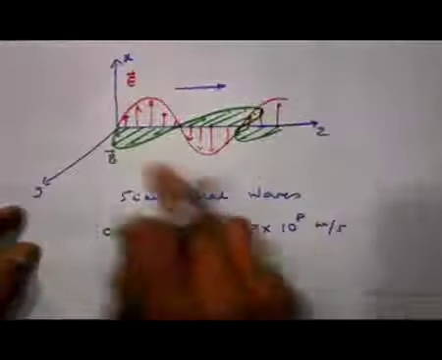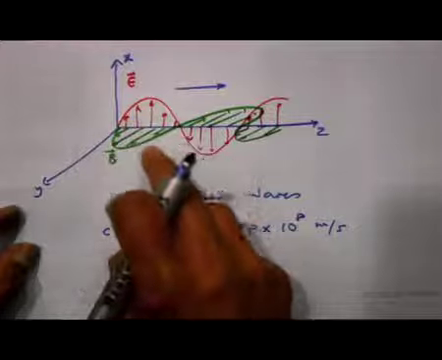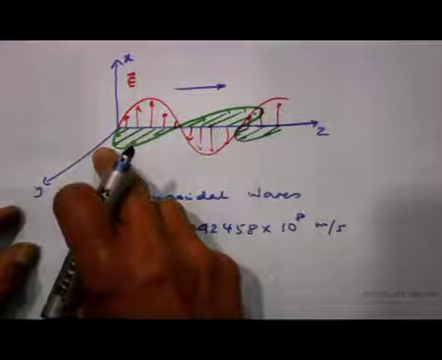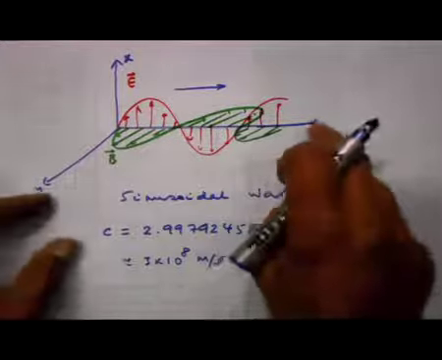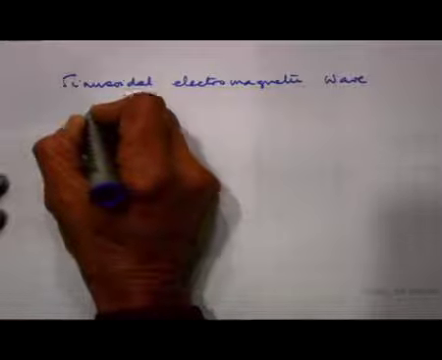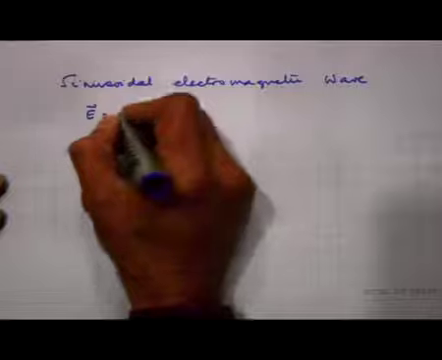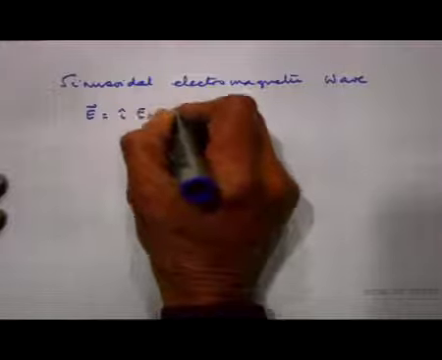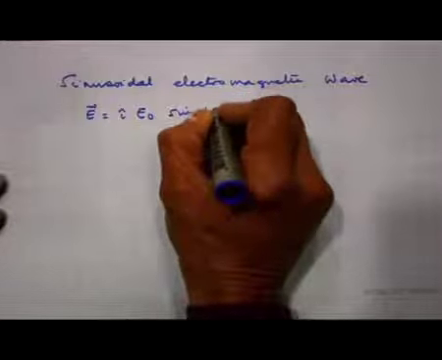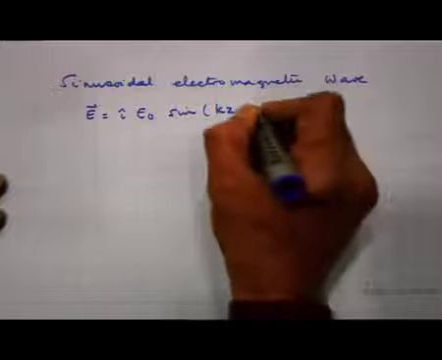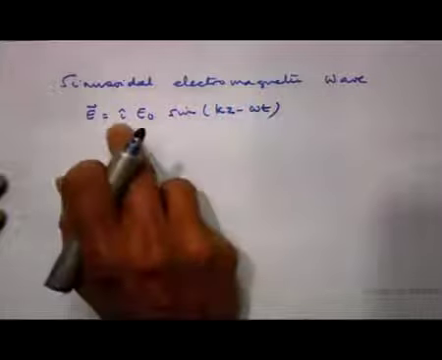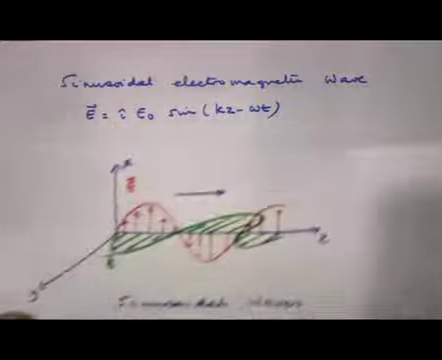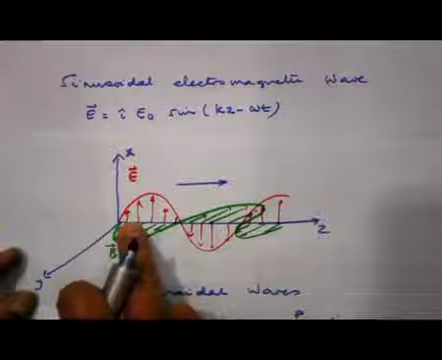So, in this figure as I have shown here, the electric field is pointing along the x direction and the magnetic field is pointing along the y direction and propagation is along z. So, this kind of wave will be represented by equations of the form E is equal to i cap E naught sin(kz minus omega t). This i cap represents the fact that the electric field is pointed along the x direction.